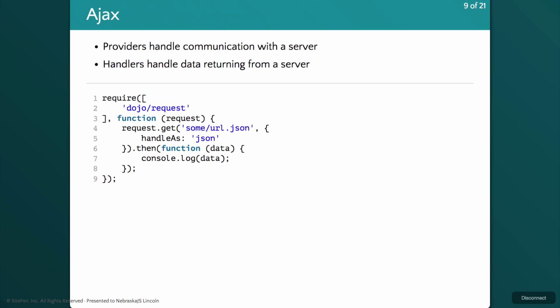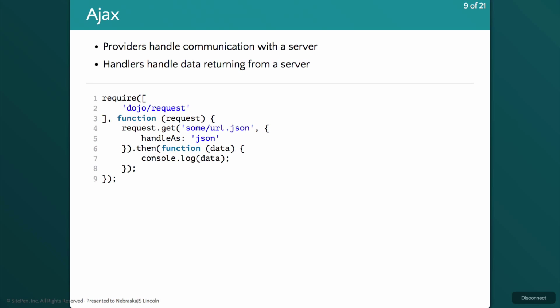It's got a very powerful Ajax module built into it with Dojo request. It's all promise-based, so we can just request something, tell it how we want to handle it, and then use the dot then on the promise to get the success and error callbacks from it. The Ajax has two things that we can customize on it. We have these providers and these handlers.